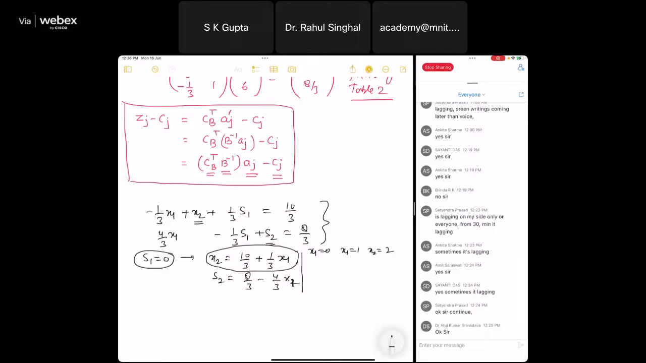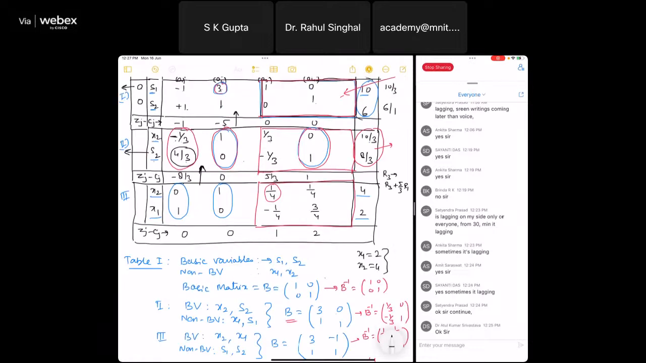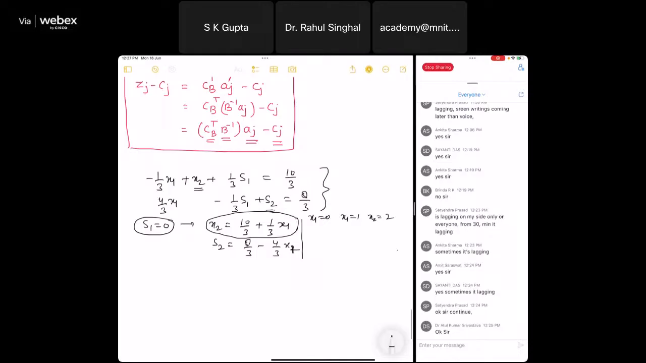So what does it mean? It means that if this key element, the pivot element, becomes negative, then this variable will never leave the basis. That's why we never keep the key element as a negative element. The pivot element we cannot take as a negative value. Since there is only one positive value here, only this variable will leave the basis, because after some iterations, at some point, this variable will leave, right? Is it clear?